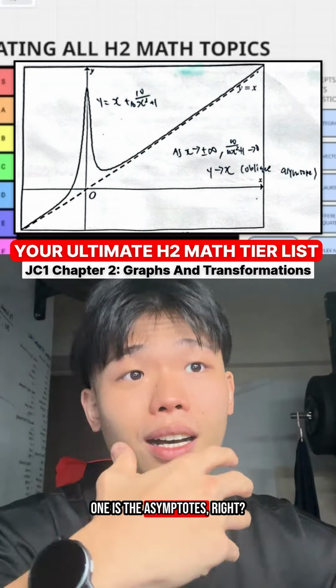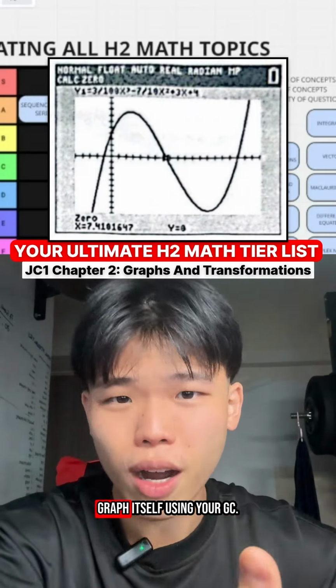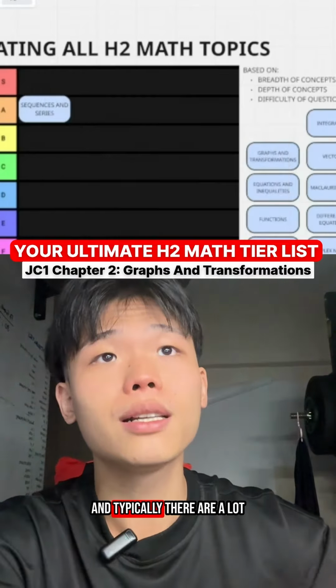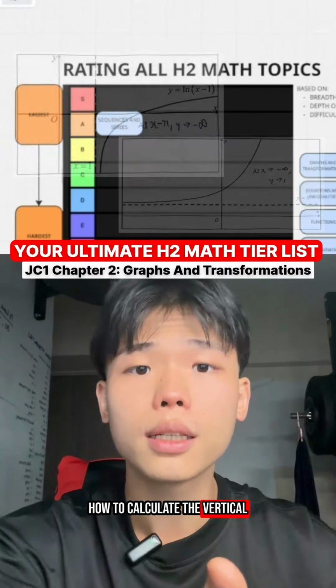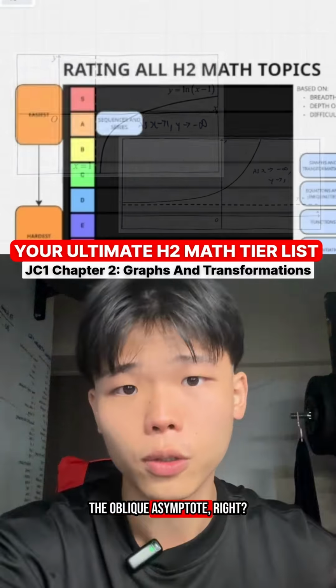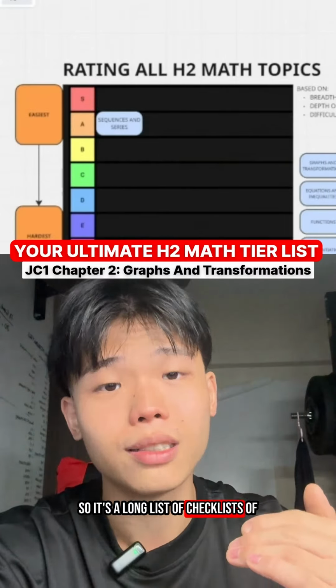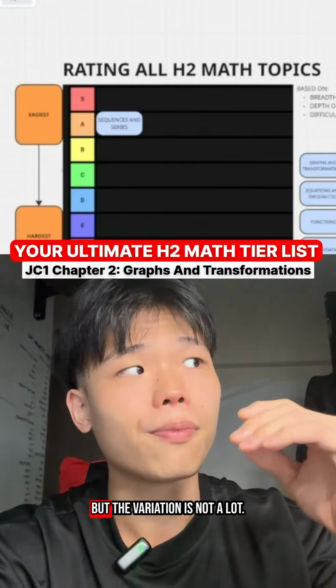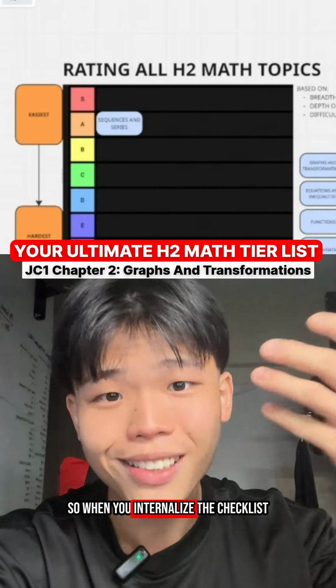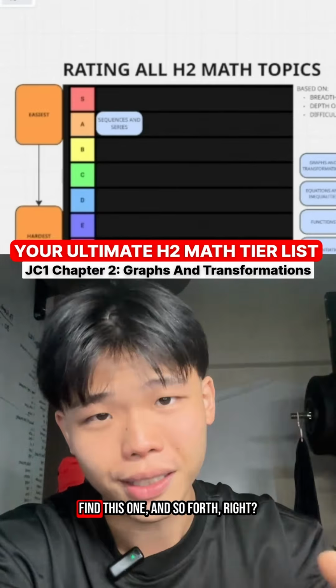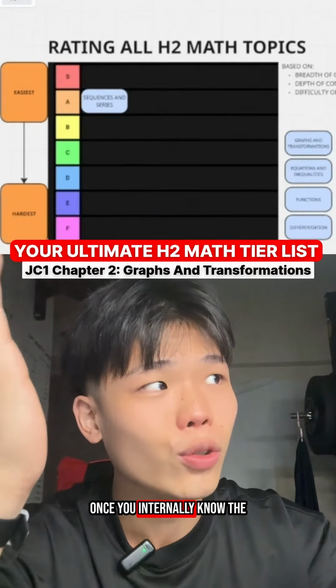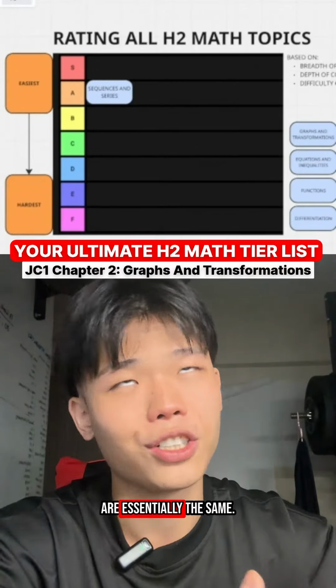One is the asymptotes, right? Trying to sketch the graph itself using your GC. And typically, there are a lot of steps when it comes to this because you will need to know how to calculate the vertical asymptote, the horizontal asymptote, the oblique asymptote, right? So it's a long list of checklists of steps to do every single question, but the variation is not a lot. So when you internalize the checklist, like I need to first find this, then second find this, then third find this, so on and so forth, right? Once you internally know the checklist, most of the questions are essentially the same.